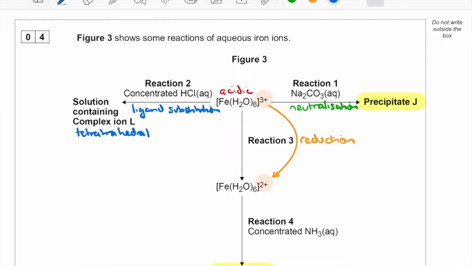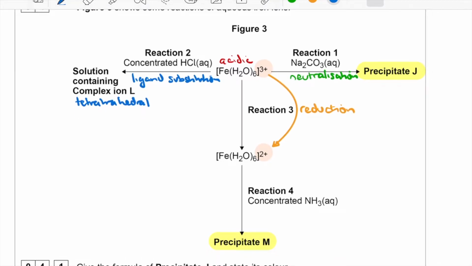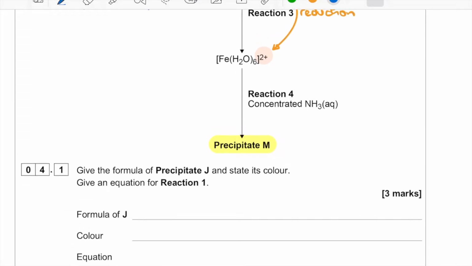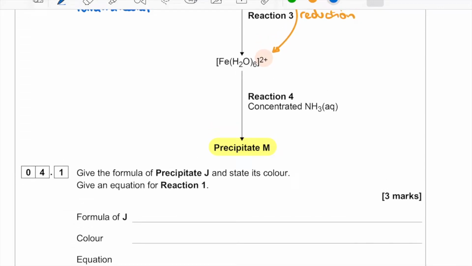Okay, so we've just set ourselves up here, ready for the actual questions. So it asks us to give the formula of precipitate J and state its color. So it's a neutralization reaction. And it's a neutralization reaction that has resulted in a precipitate, and the precipitate will have no overall charge.